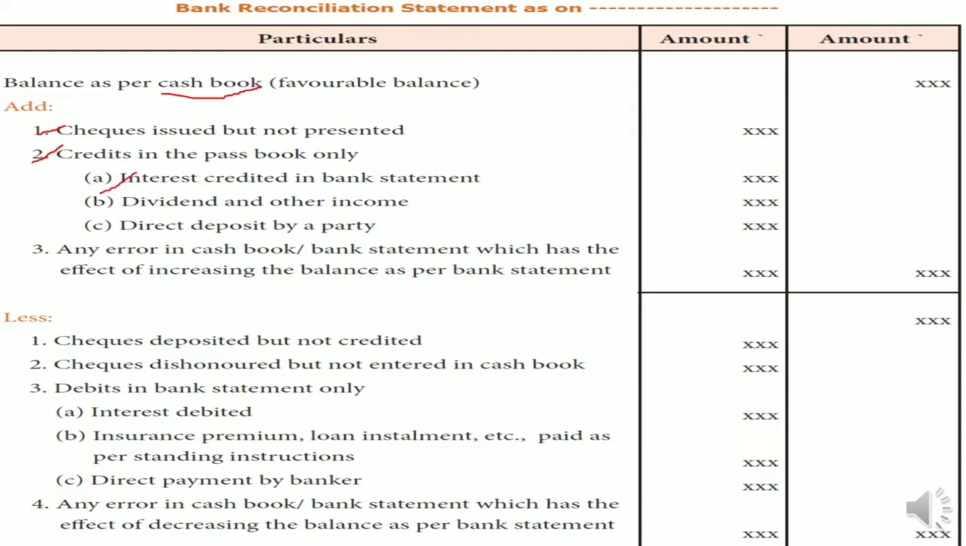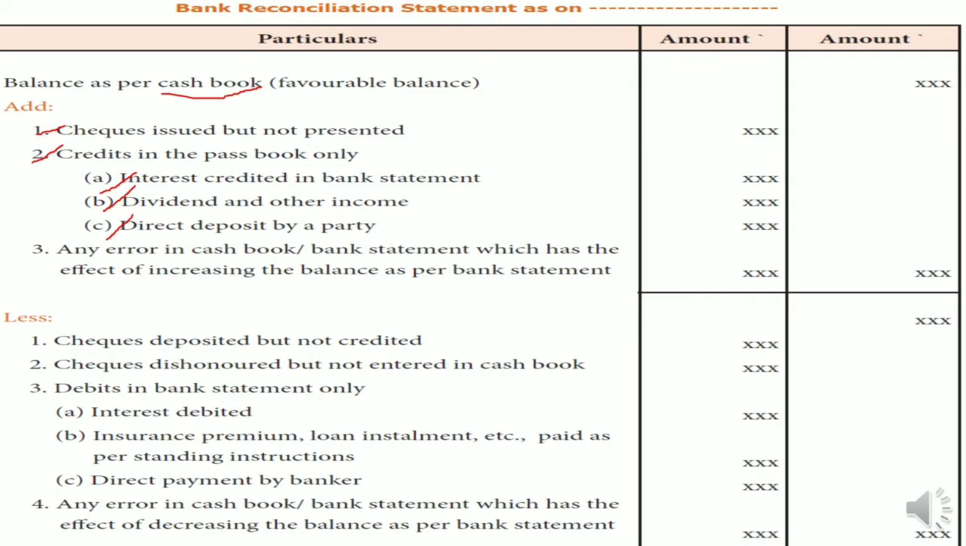So dividends or other incomes, when we are receiving from others, will be directly deposited into our bank account. And direct deposit by parties: they directly go and deposit into our account. If they know our account details, they can go and directly deposit.